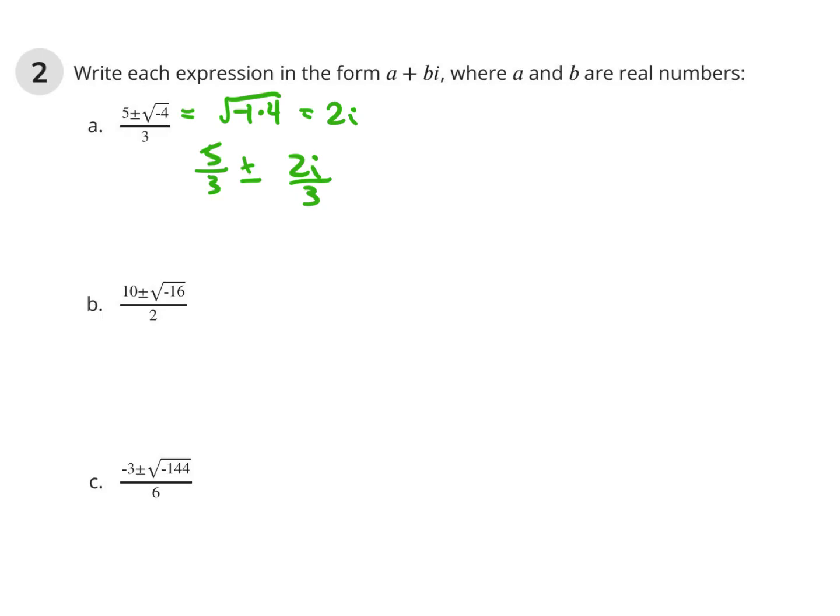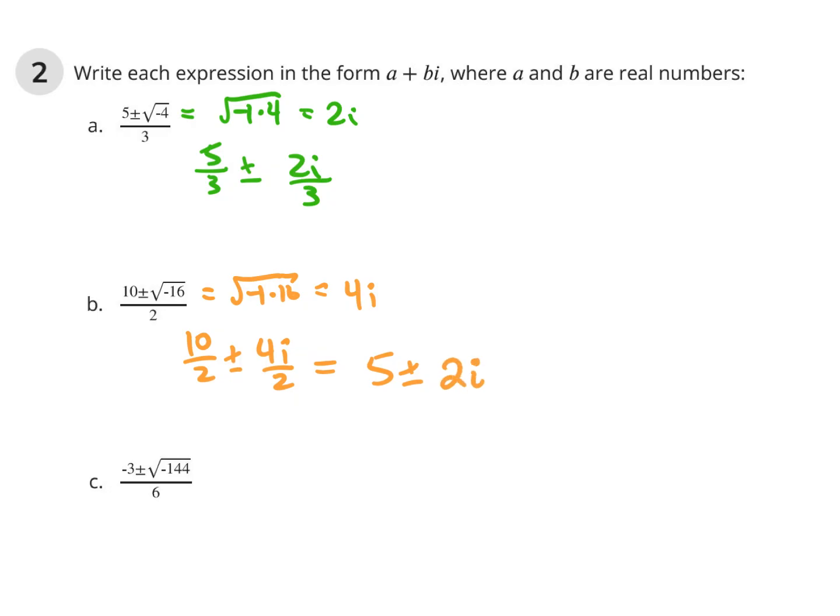Okay, again, the square root of negative 16 equals the square root of negative 1 times 16, and the square root of 16 is 4. This is why you have to memorize your square roots. You get 10 over 2 plus or minus 4i over 2. Now we can simplify this because 10 divided by 2 is 5 and 4 divided by 2 is 2.